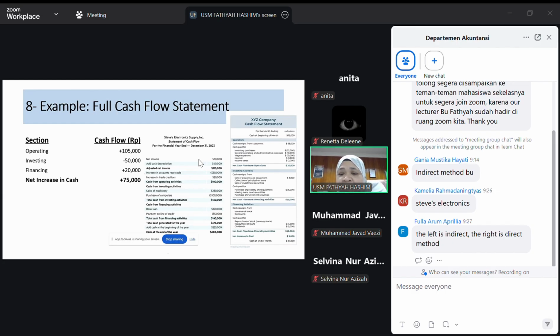But in Steve, they started their statement of cash flow with net income, then they add back the non-cash item, depreciation. Then they got the adjusted net income of $110. Then they deduct the increment in the current asset, here accounts receivable, and also the increment in the trade creditors. By March, 20,000 trade creditors is the current liability.